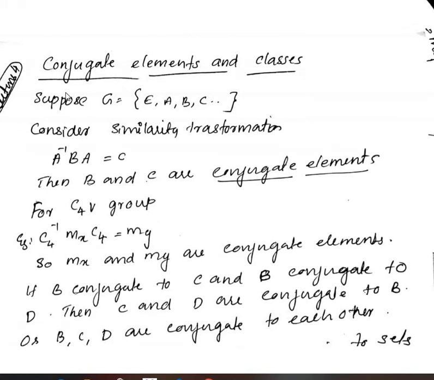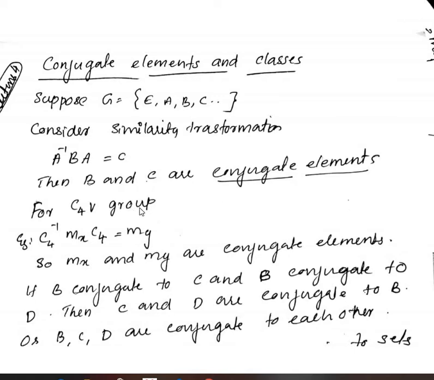Okay, let us discuss conjugate elements and classes. Suppose G is the group E, A, B, C. Now consider the similarity transformation. A similarity transformation is nothing but A inverse B A. Suppose an element A is used for the similarity transformation, A inverse acting on B, and we get C. So A inverse B A is equal to C. Then B and C are called conjugate elements.